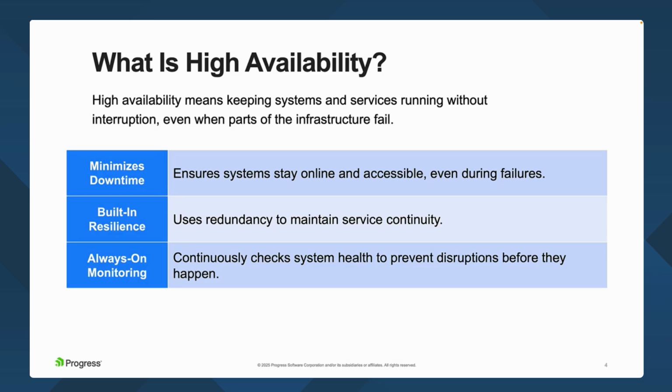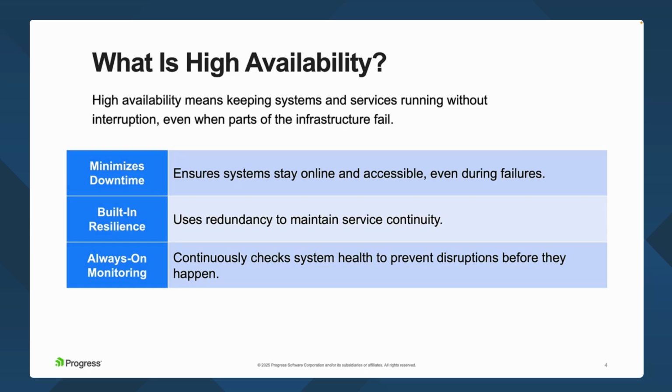So I'm going to break down a few of the core principles of high availability. First up, we have the minimizing of downtime. High availability helps to ensure that systems and services remain accessible even when parts of the infrastructure fail. It's designed to keep operations running smoothly during hardware failures, network disruptions, or unexpected demand spikes. This minimizes the risk of outages and helps to maintain business continuity.